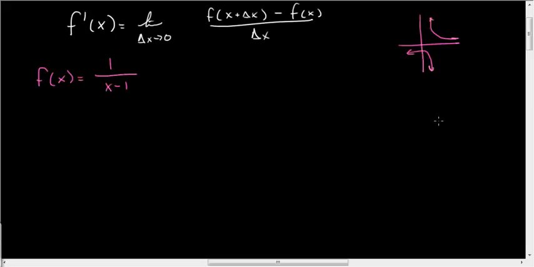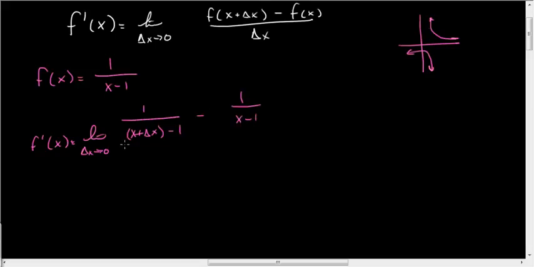And that's about it. So we want to find the slope at any given point. Well, then just simply go through our steps. f prime of x is equal to the limit as delta x tends to 0 of f of x plus delta x. So that's 1 over x plus delta x minus 1, minus 1 over x minus 1, all over delta x. That means we're going to have to do some cleanup up top. We're going to need to make the top look like each other.